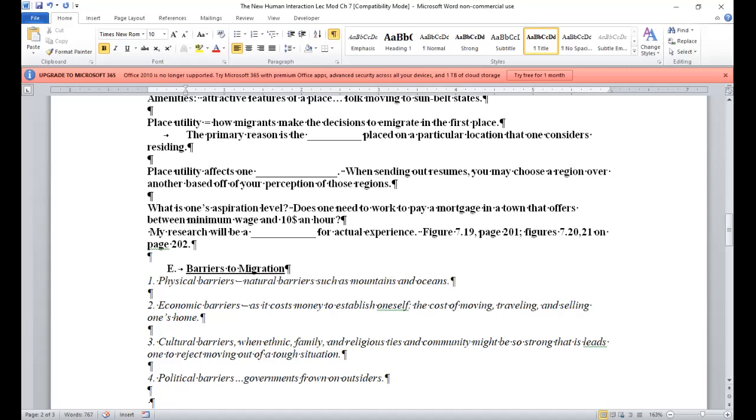Cultural barriers: ethnic, family, religious ties, and community relationships might be so strong that it leads one to reject moving out of a tough situation, right? Some of you can relate to that, know some folks that have had that influence on them. I know I have seen that. Then you got your political barriers. Governments frown on outsiders, except maybe half of the United States Congress.